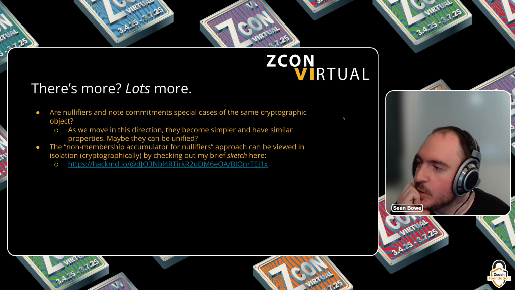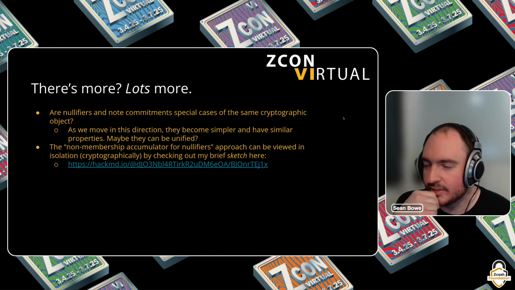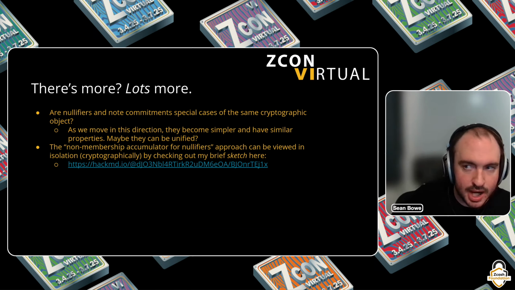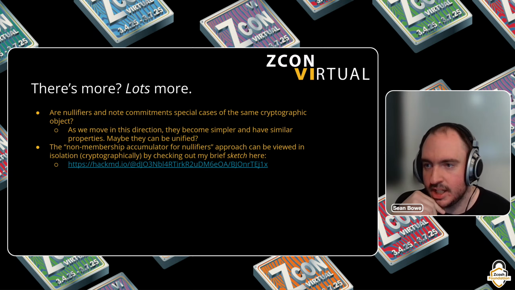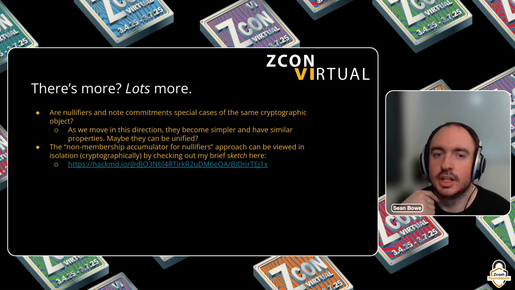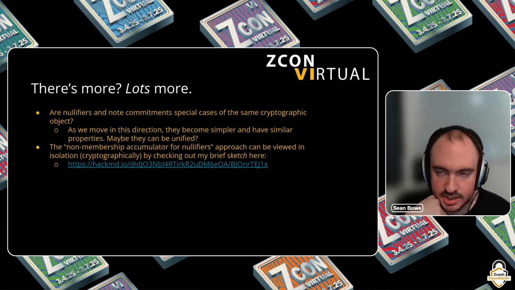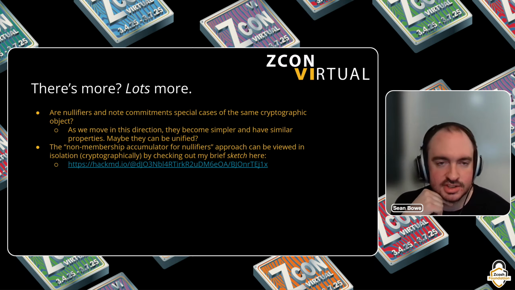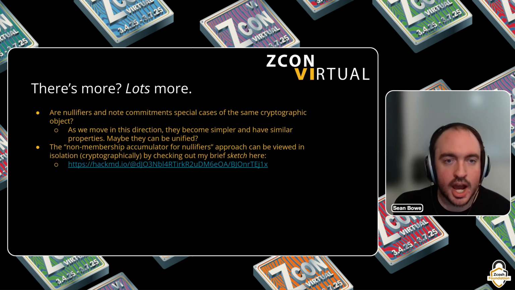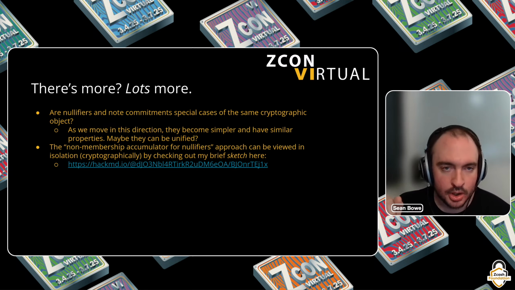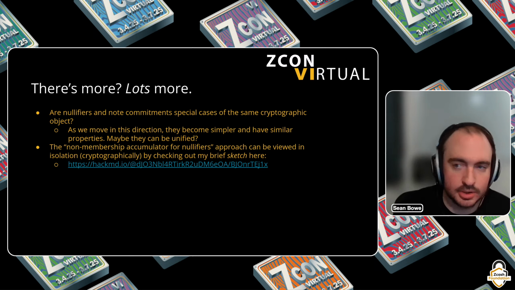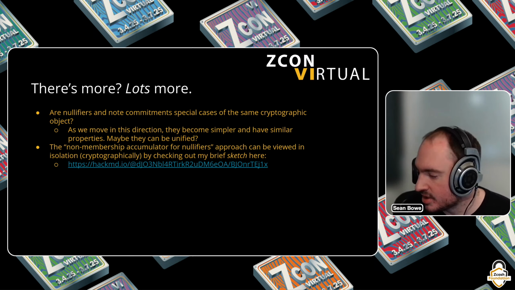A couple more thoughts real quick while I have a couple seconds. Nullifiers and note commitments are starting to become simpler if we go down this route, and they're starting to be treated similarly. This has been a trend in the protocol for years now, and many other people have thought of the same thing. They may just be special cases of the same cryptographic object. We can treat them the same way, so that whether or not they serve the purpose of a nullifier or a note commitment is opaque to the validators, for example. So maybe we can unify the two concepts. I don't know, I think that's kind of interesting.